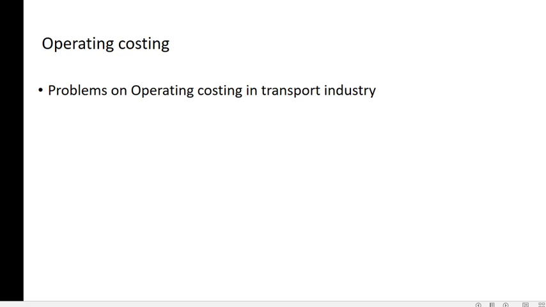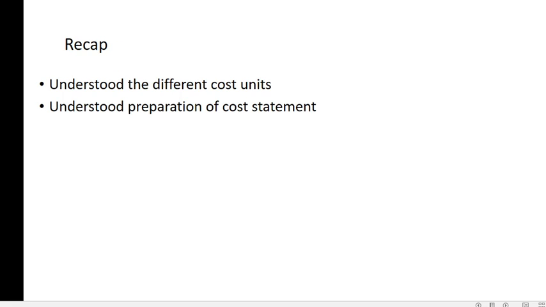In this session of operating costing, we will be doing some basic problems on operating costing in transport industry. Before we move further, we'll have a recap of the previous session. In the previous session, we have understood the different cost units. We have understood the preparation of cost statement.